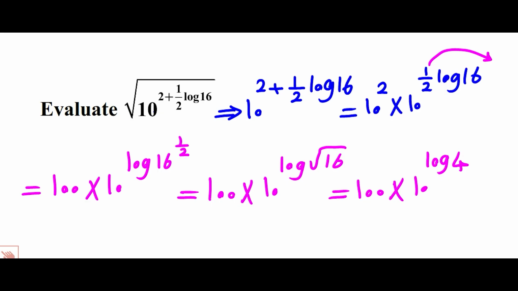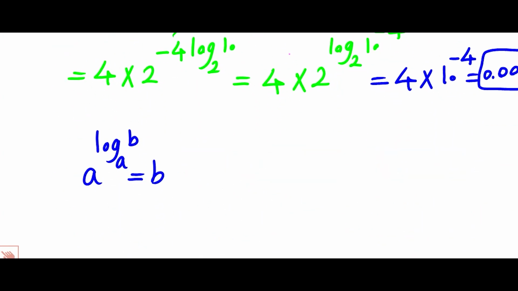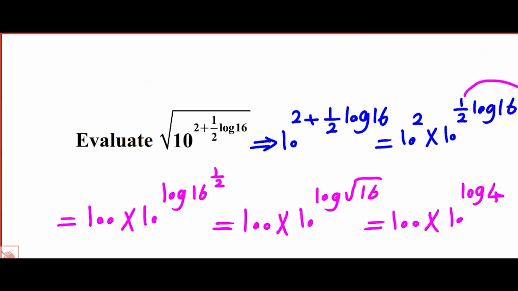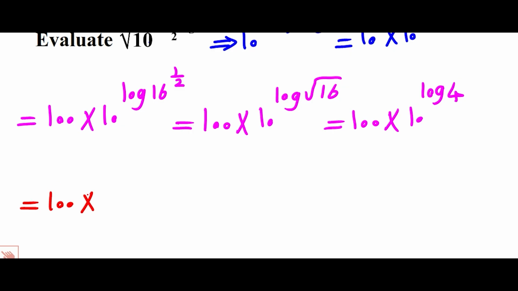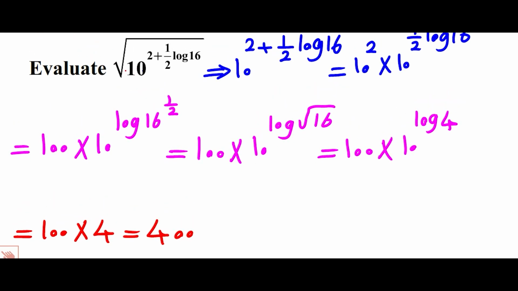Now using this property, a to the power of log base a of b is b. So we have 100 times 10 to the power of log base 10 of 4, which is 4, right? 100 times 4 equals 400. So the square root of this expression, the square root of 400, is 20.